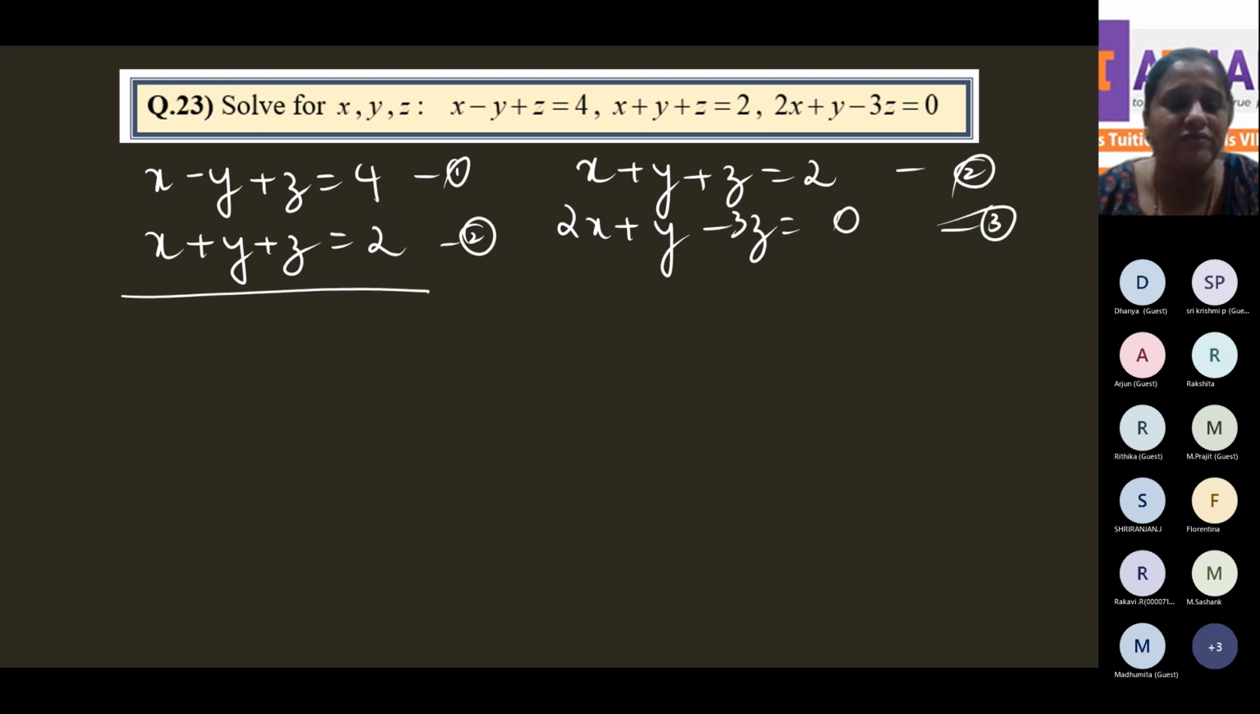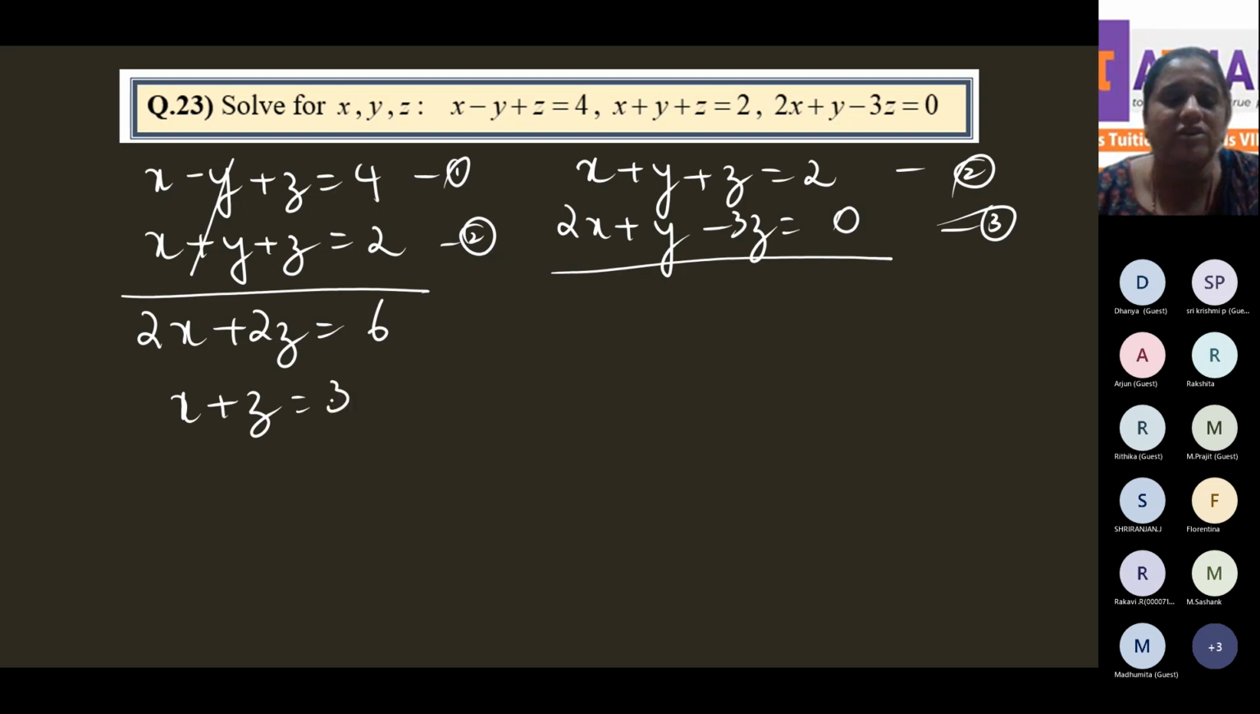Now you decide which variable you want to eliminate. Suppose you eliminate y. Plus y minus y gets cancelled. So you will get a new equation in x and z. What is that equation? 2x plus 2z is equal to 6. Or you can write this as x plus z is equal to 3. So you get a new equation 4.